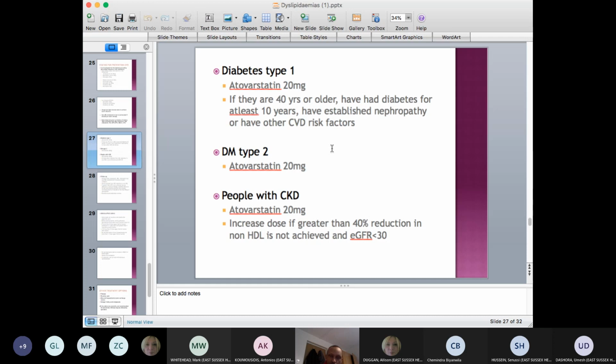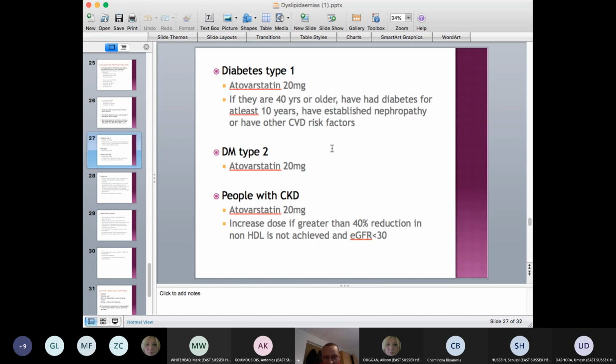We say that people with type 1 diabetes are always at increased risk. So always initiate the high intensity statin. That will be atorvastatin 20 milligrams, or if you decide to use simvastatin, then you're going to go for 80 milligrams. If they are 40 years or older and have had diabetes for 10 years, have established nephropathy, or have got cardiovascular risk, there is no doubt you should always start the high dose statin.